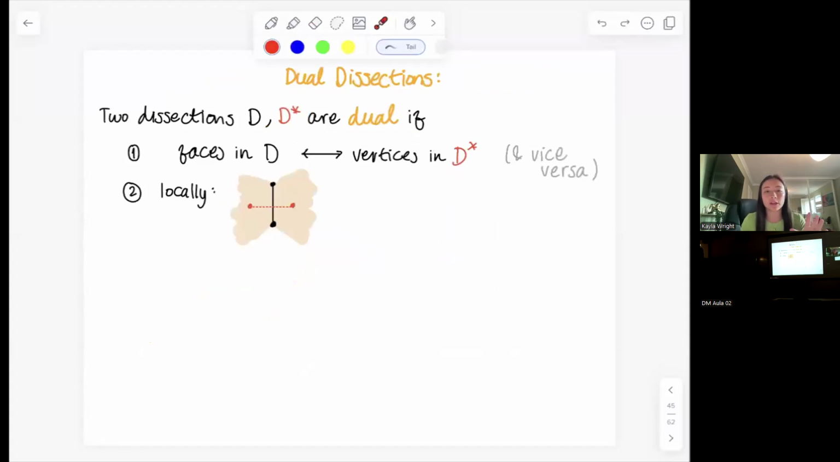So we've just been looking at the arcs that are in black. The dual of the dissection we were talking about has this complementary thing that Hipólito hinted at to us. The faces of the dissection are going to be vertices in the dual, and vice versa. The vertices in the black dissection are going to be faces in the dual. Locally, we're going to see things that look like this.